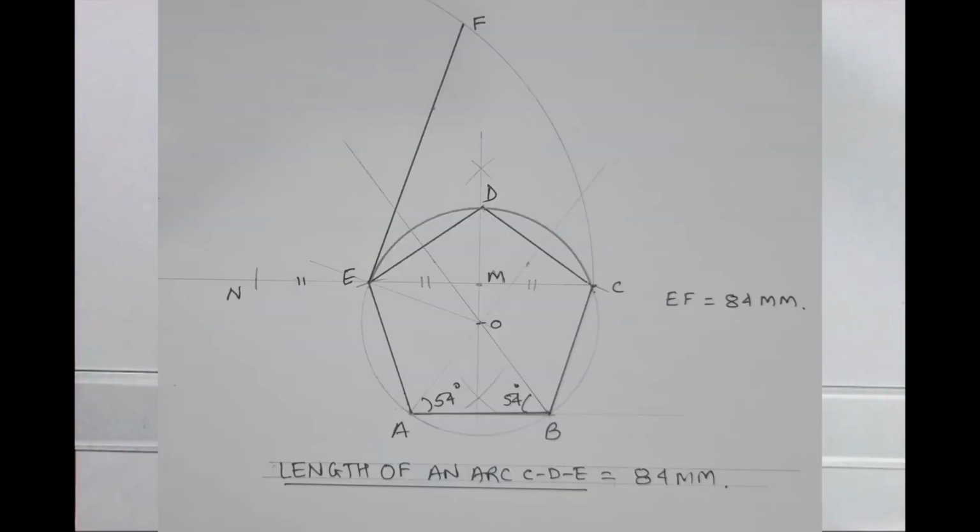Welcome to technical drawing. We need to find the length of an arc CDE. But to draw that arc CDE, first we need to draw a pentagon. So first we will draw a pentagon ABCDE. Then we need to find the arc length CDE.